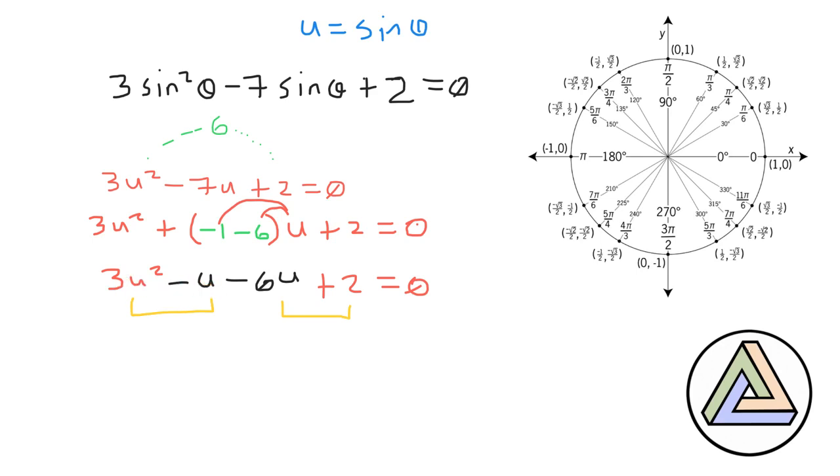I'm going to ask myself, what is the greatest common factor of these two? Well, that would be u. So I can factor that u out, and I end up with 3u minus 1. Okay? I end up with 3u minus 1. And then I'm going to focus on these guys. I'm going to ask myself, what's the greatest common factor here? Well, that would actually be a negative 2. That would be a negative 2.